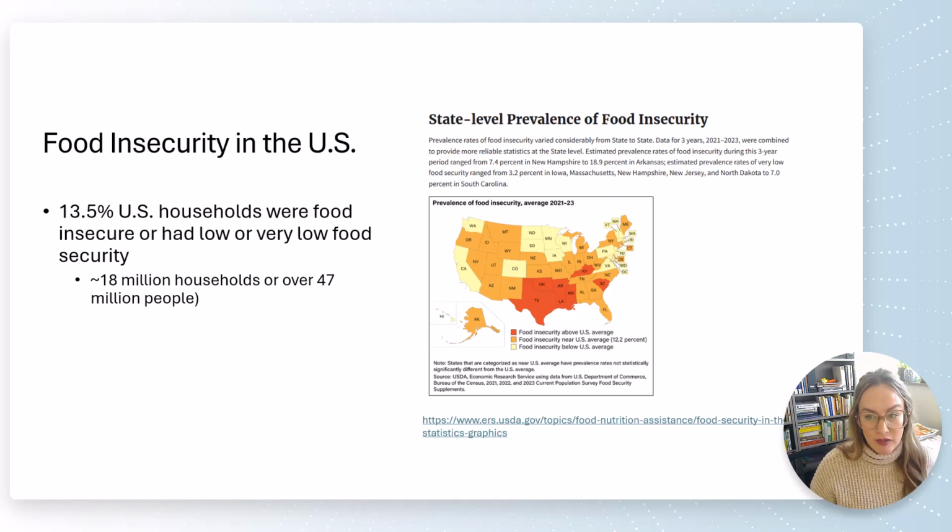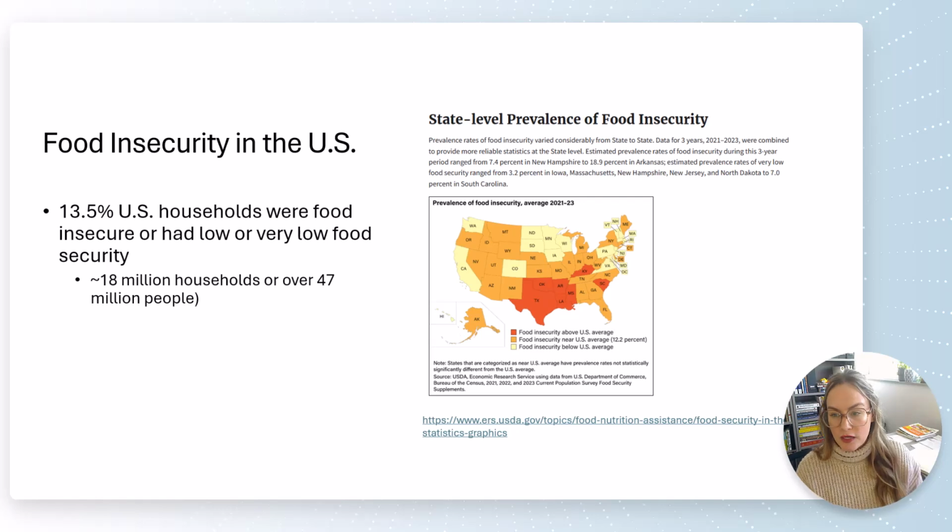For the state level prevalence of food insecurity, I have put this graphic from the USDA on the right-hand side so that you can get an idea that a lot of times this food insecurity is happening most often in states that are more southern. So food insecurity is most common in states in the South, the more bright orange or red toned ones.